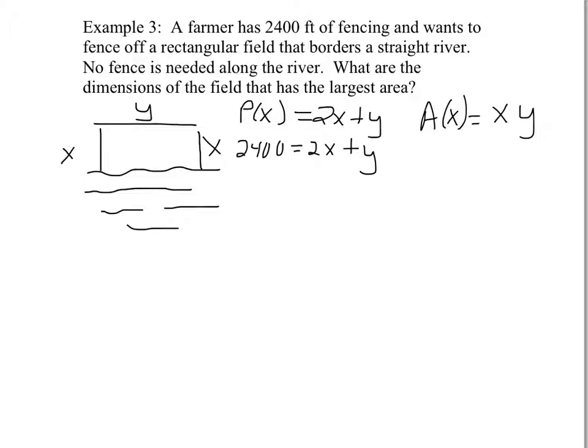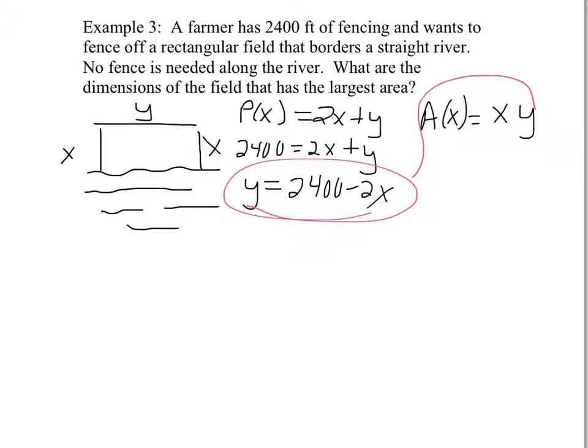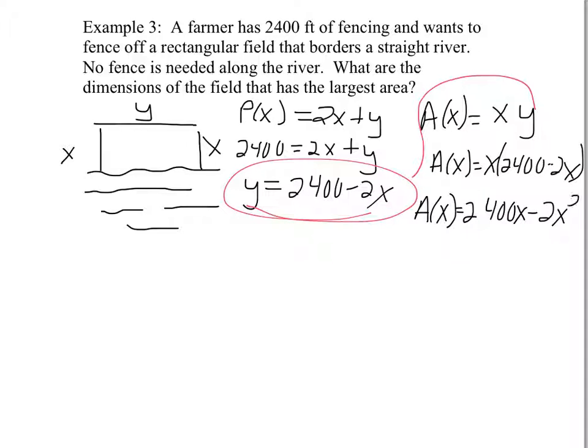All right, again, we want this in terms of x's, so we're going to have y equals 2,400 minus 2x. We're going to go ahead and substitute this in for y. And when we do that, we get x times 2,400 minus 2x. And I'm going to go ahead and distribute the x because, again, I don't want to do the product rule whenever possible. So we've got 2,400x minus 2x squared.